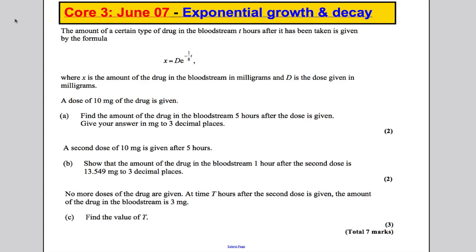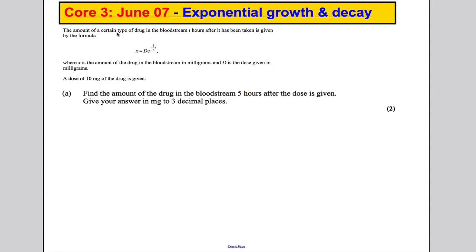Next question, pause, have a go. Okay, first part. A certain drug is put in the bloodstream. After t hours, the amount of it in the blood is given by this. x is D e to the negative an eighth t, where x is the amount of drug in the bloodstream and D is the original dose given. A dose of 10 milligrams of the drug was given. Find the amount of the drug in the bloodstream after 5 hours.